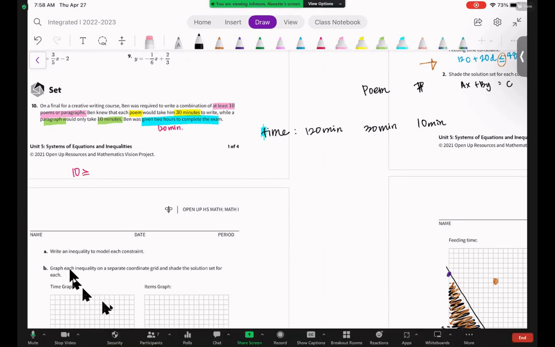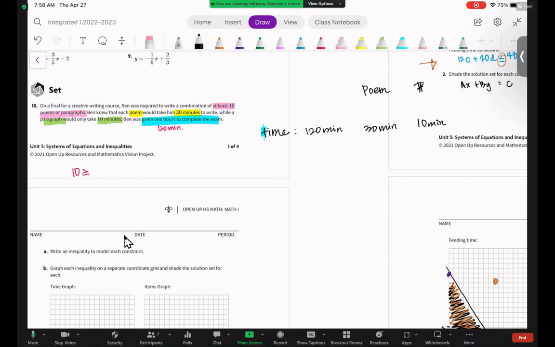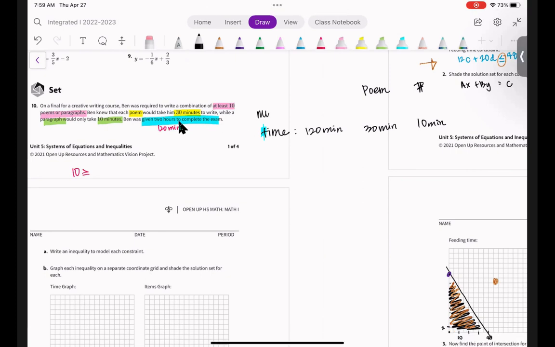No, right now it just says to write an inequality. That's all it says right now. So I'm just going to focus on writing an inequality for each constraint. Okay, so that's the time one. And you can kind of see the inequality coming out there. But hold on, let's continue on. The other one is based on how many poems. So I'm just going to put number.